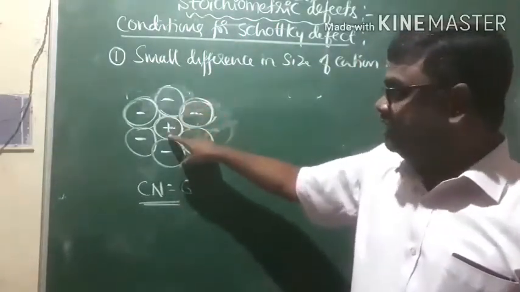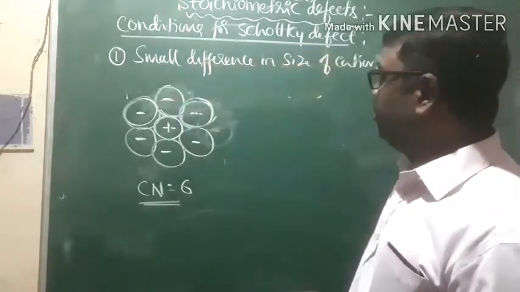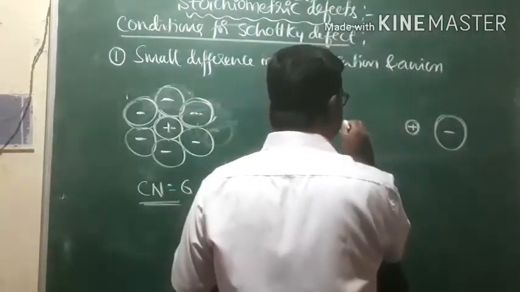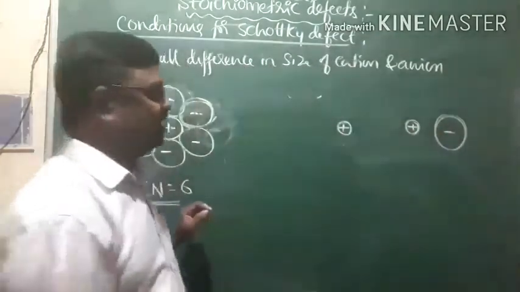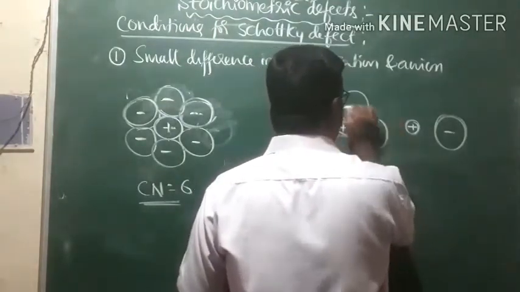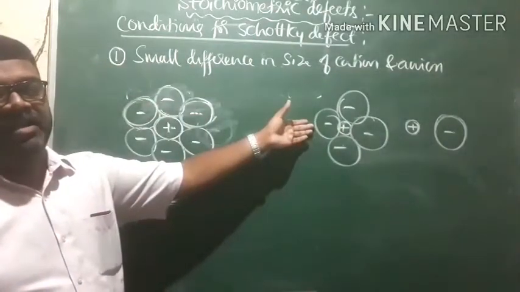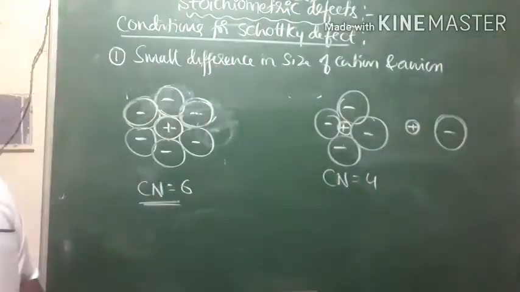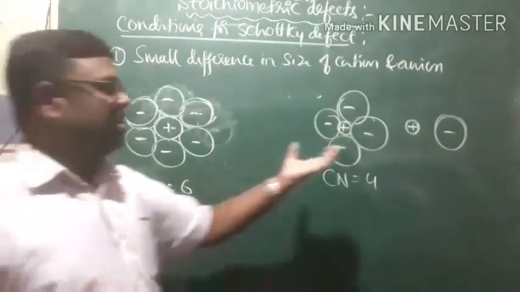In this case, where there is a small difference in the size of the cation and anion, the coordination number is 6. Look at this here. There is a large difference in the size of the cation and anion. What happens to the coordination number here? Therefore, the coordination number is 4 here. Out of these two cases, the coordination number is high here, and less here.